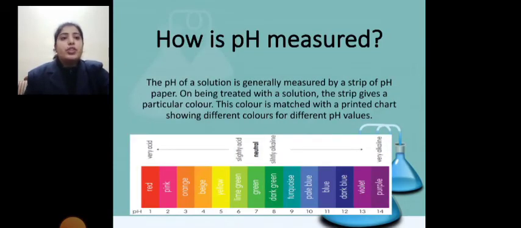Now, how do we measure pH? The pH of a solution is generally measured by a strip of pH paper. When it is treated with a solution, the strip will give a particular color, and you can match the color with the printed chart showing different colors for different pH values. So you can see the chart here and match whatever the color is, and then you will get the pH value of the solution.